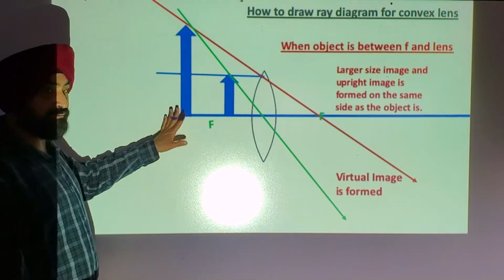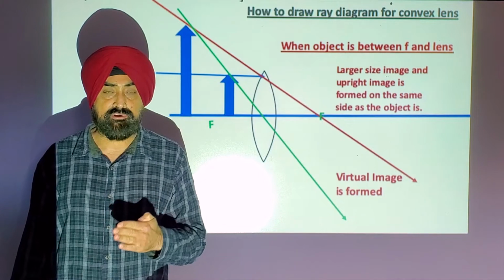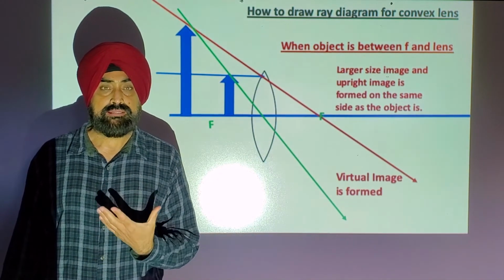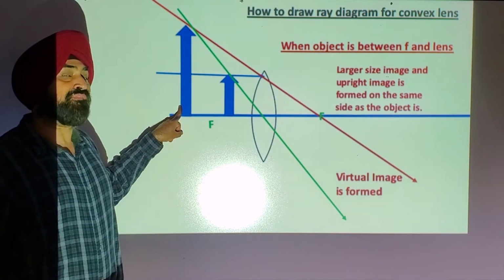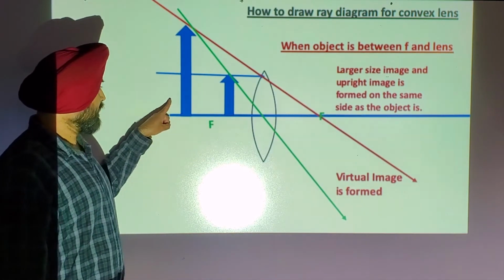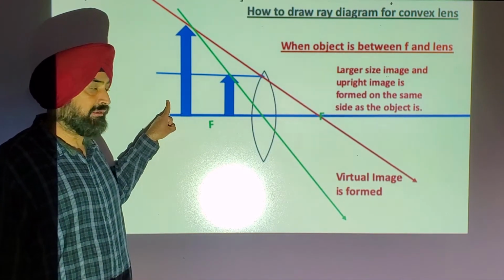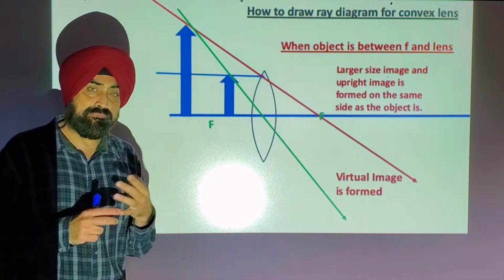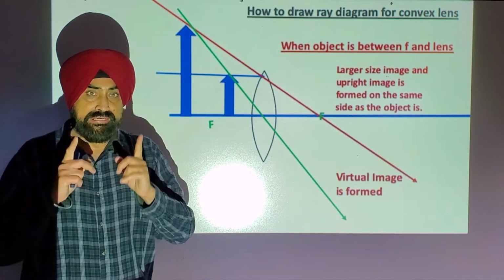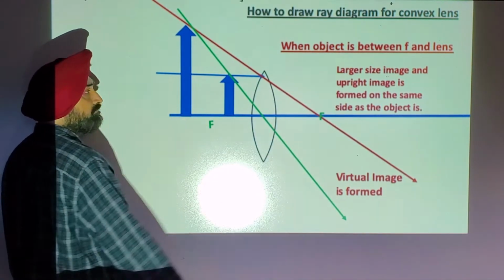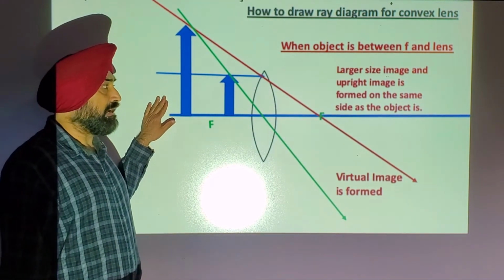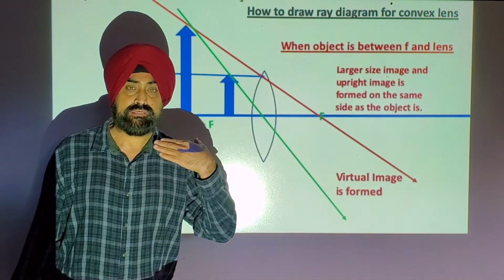See the difference between all other images formed by a convex lens and this special case, when the object is between the focal point and the lens. The image is formed on the same side where the object is, and this time the image is upright and larger in size. If the image is on the same side as the object and it is upright, that type of image is called a virtual image. The characteristics of this image are larger in size, upright, and formed on the same side as the object.